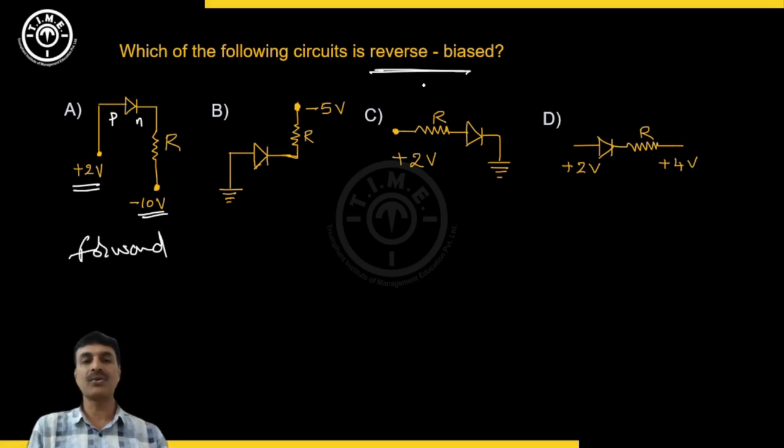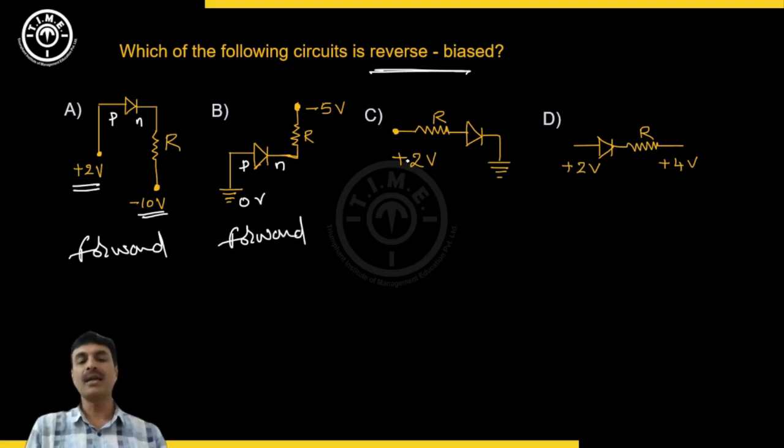Then clearly it is forward biased. Okay, question is about reverse bias. See the second option. On the negative side, N side, minus 5 volt is applied. But on the P side, it is connected to the ground. What is the potential of the ground? Ground potential is considered to be 0 volt. Okay. So 0 volt on P side, minus 5 on N side. Minus 5 is less than 0. So lower potential on N side, higher potential on P side. Clearly it is also forward biased.